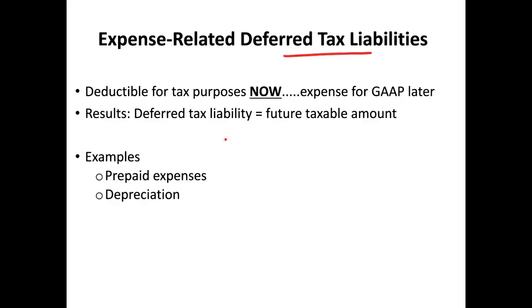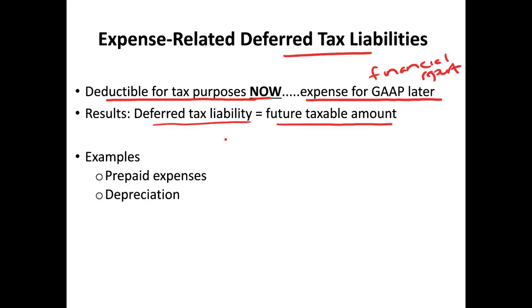These are items that are deductible for tax purposes now, meaning in the current period, but they're expensed for GAAP later. And when we say GAAP, that's our financial reporting, right? That's what we see on our 10K. And that results in a deferred tax liability because we're accelerating our deductions into the current period, which means we won't get them in the future, and it will result in future taxable amount.